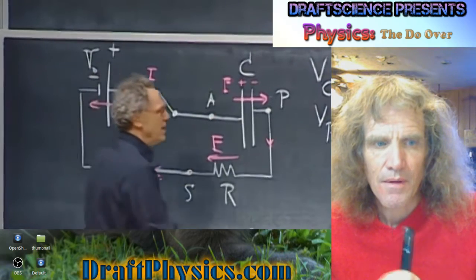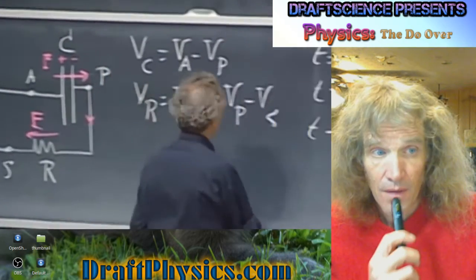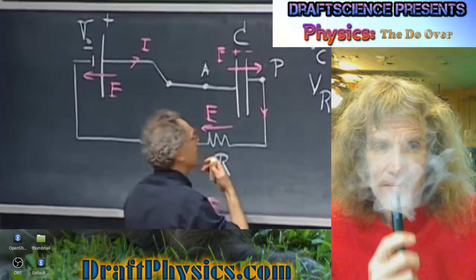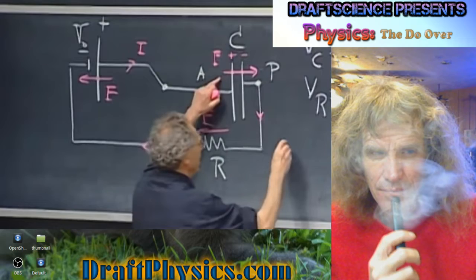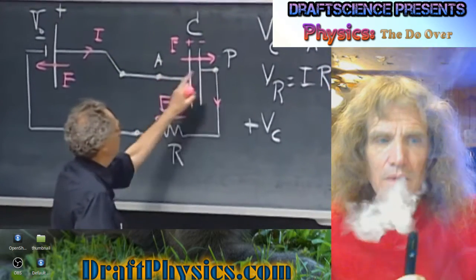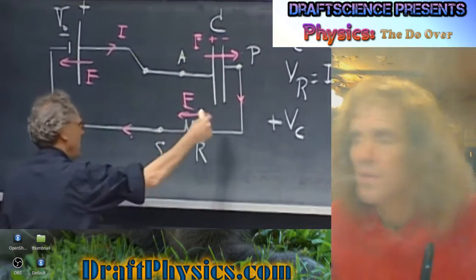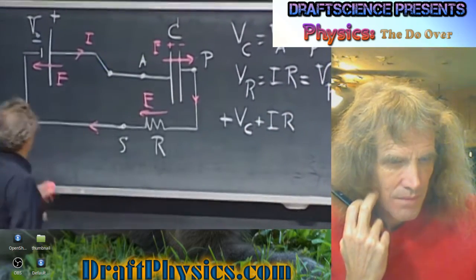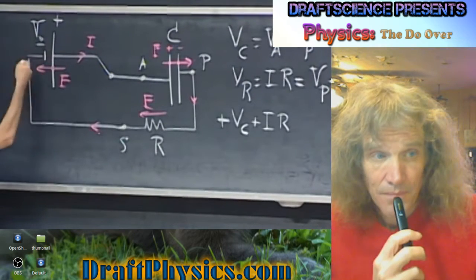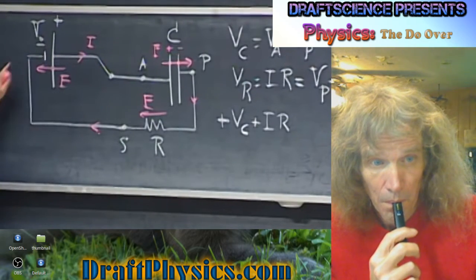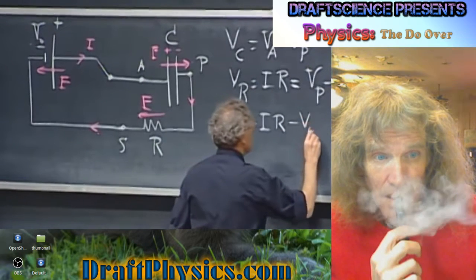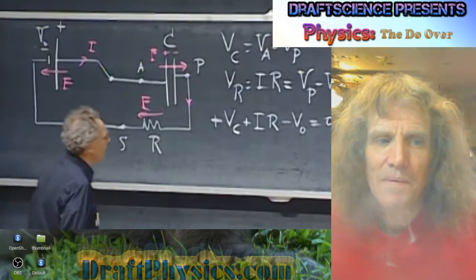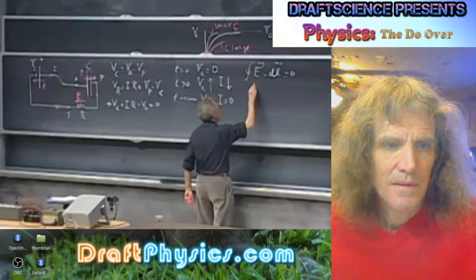So if I start at point A and I go around the circuit, then E and dl are in the same direction if I go from A to P. And so I get plus V of C, that's the E dot dl from A to P. Then I go through the resistor, again E and dl are in the same direction, so I get plus I times R. Then I come through the battery. Now the electric field is opposing the direction in which I go, so I get minus V0, and that is 0.